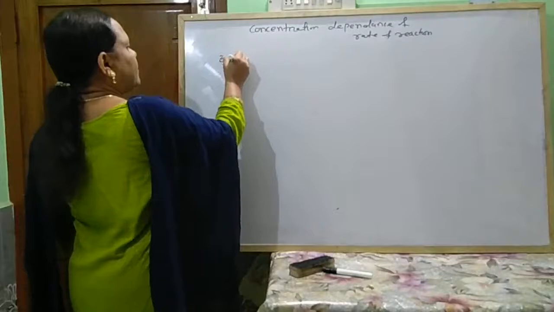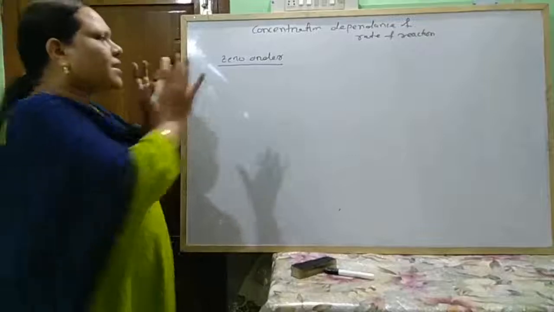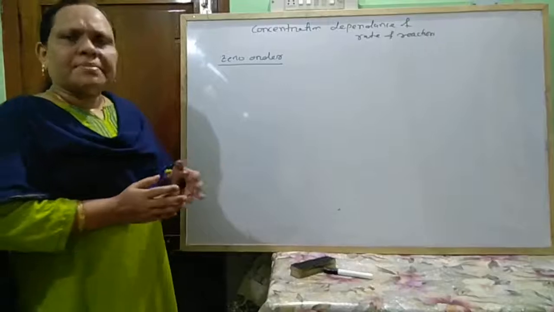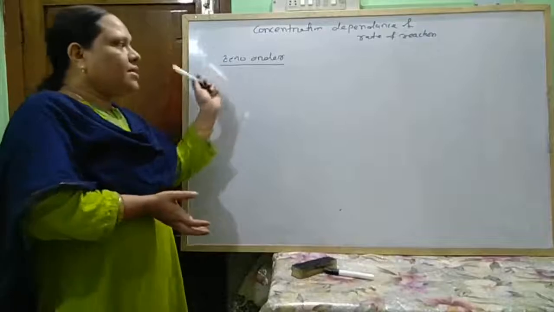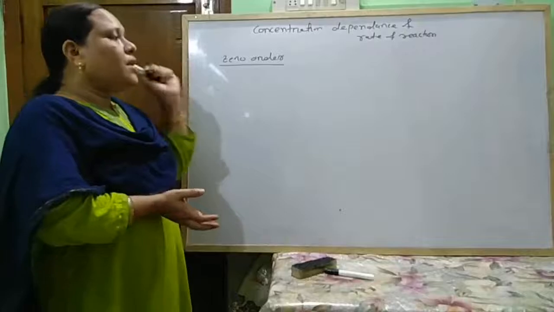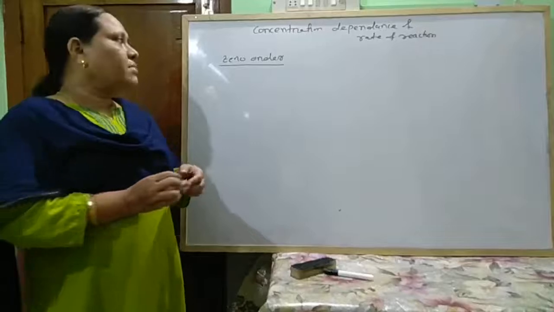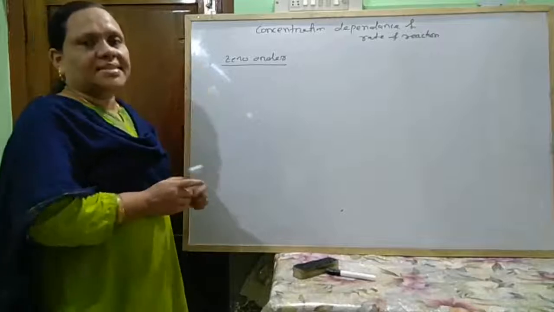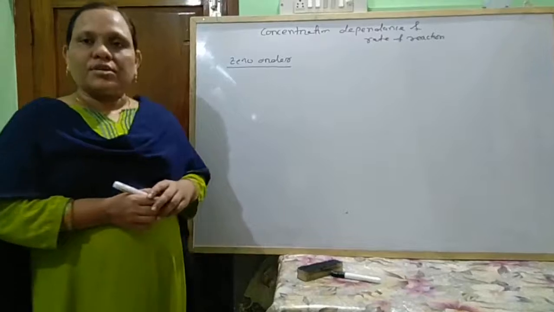Zero order reaction. As this is on an experimental basis, by looking at this equation you cannot determine the order of reaction; looking at any equation, you cannot determine the order of reaction. But here, for simplicity, we are giving some examples and you remember them so that you can find the order of reaction.